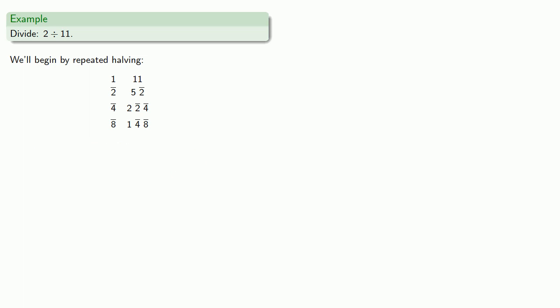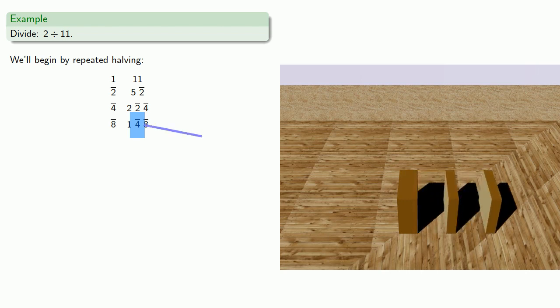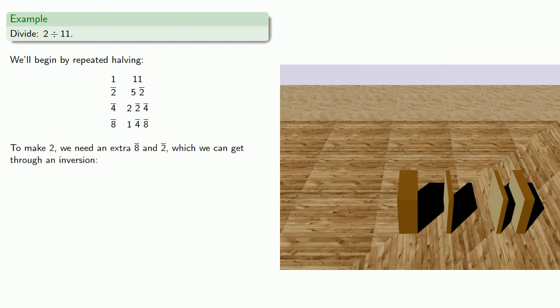And at this point, since we're trying to make 2, we might take stock and see what we have so far. And what we need to figure out is what additional pieces we need to make 2. Now, one useful feature about repeated halving is that we have a nice visual picture of what each of these represents. So if we start with the 1/8, we have 1, we have 1/4, which is this much of a block, and an 1/8 is this much of the block. And since we have the 1/4 and the 1/8, what we need is an 1/8 and 1/2. And we can get those through an inversion.